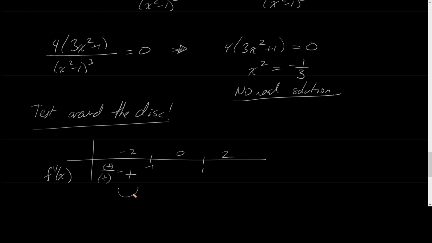Plug in 0. Well, we already said that the numerator, irrelevant of anything, was positive. So all we need to do is plug it in on the bottom. 0 squared minus 1 is -1. -1 cubed is -1. So on the bottom I get negative. Overall, this is negative. So negative concavity. And now around 2. Again, the numerator is positive, but if I plug in 2 on the bottom, 2 squared, 4 minus 1, 3 cubed, 27. So again, positive concavity, right?